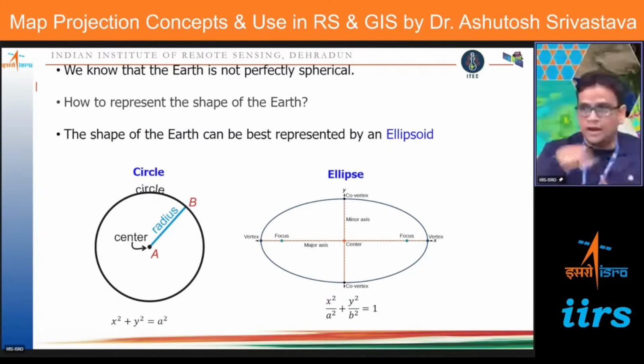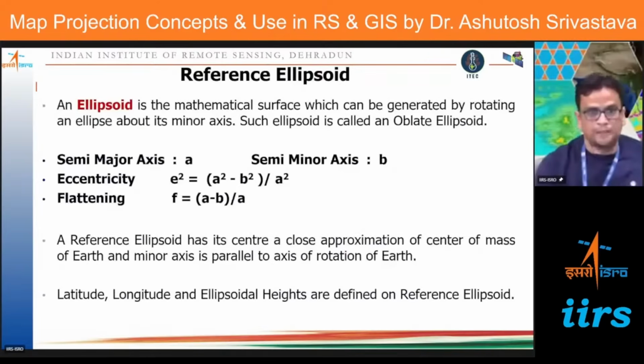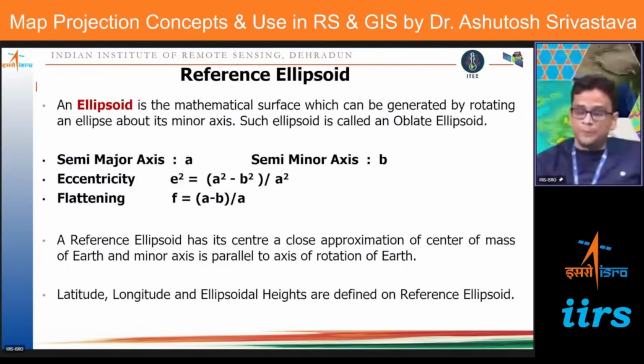So that way we are defining an ellipsoid. Now, an ellipsoid is the mathematical surface which can be generated by rotating an ellipse about its minor axis. Such an ellipsoid is called an oblate ellipsoid. And our Earth can be best represented by this oblate ellipsoid.